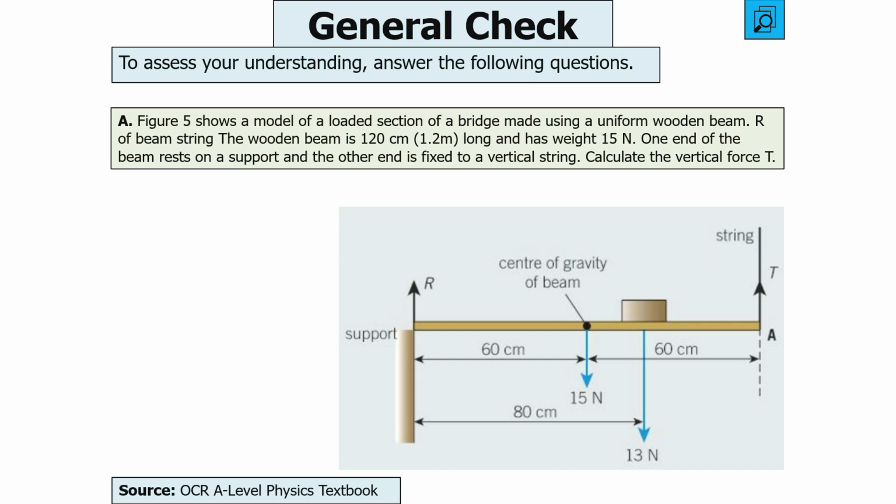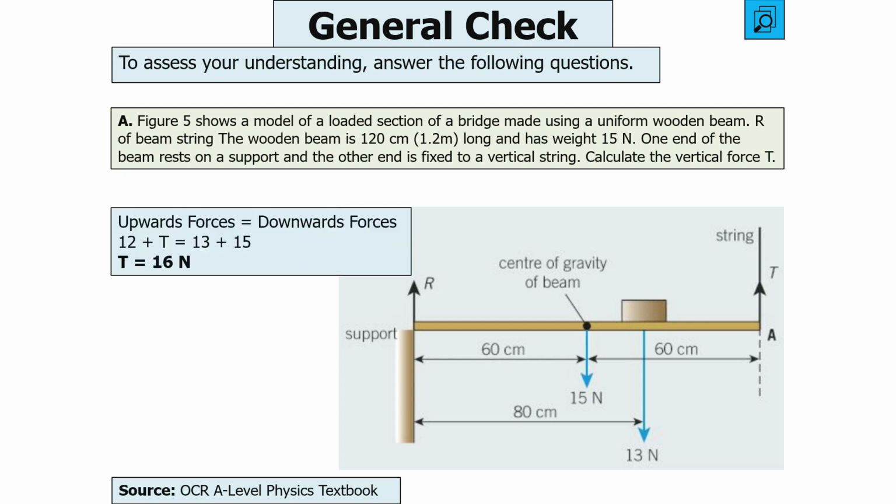With our same idea, calculate the vertical force T. Once again, we know upwards forces equals downwards forces. So we can say upwards is 12 plus T is equal to the downwards, 13 plus 15. So therefore T will equal 16 newtons.